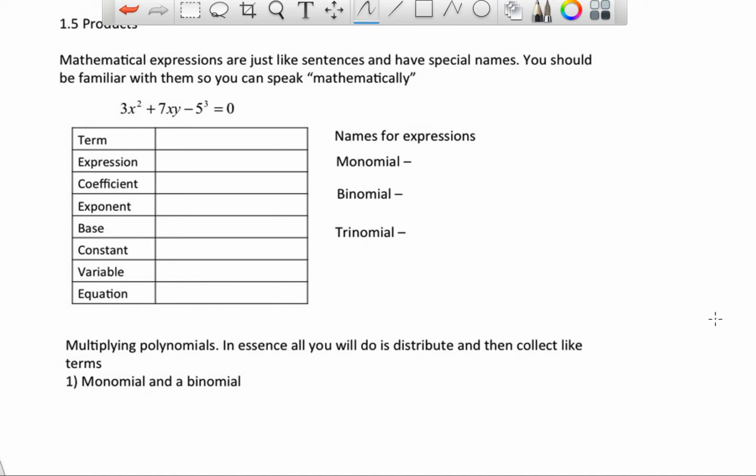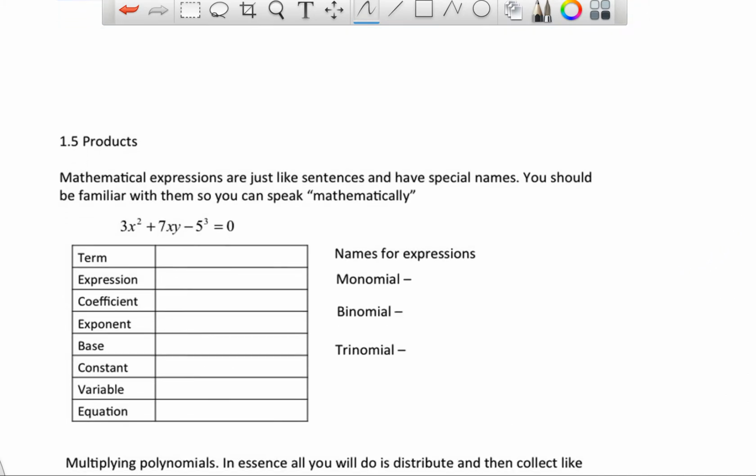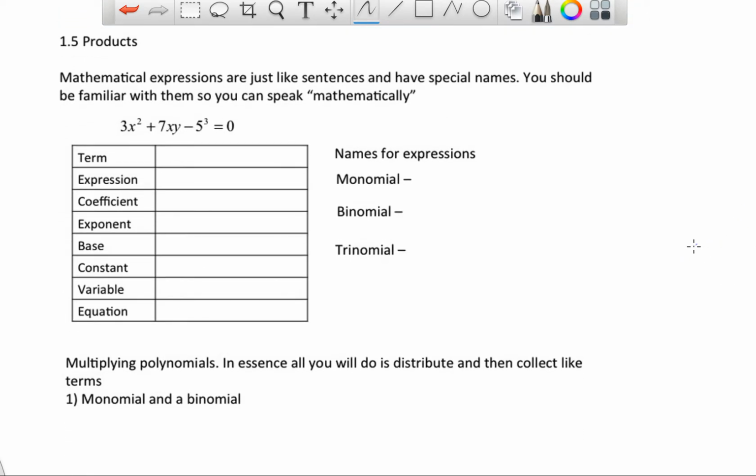And a quick little review of what products look like with variables. You should be able to identify some vocabulary tied to something like this: 3x squared plus 7xy minus 5 cubed equals 0. A term is any of these parts. So 3x squared is a term, 7xy is a term, negative 5 cubed is a term, and 0 is a term in this equation. Okay, so might as well put that over here then. So that is what goes over here.